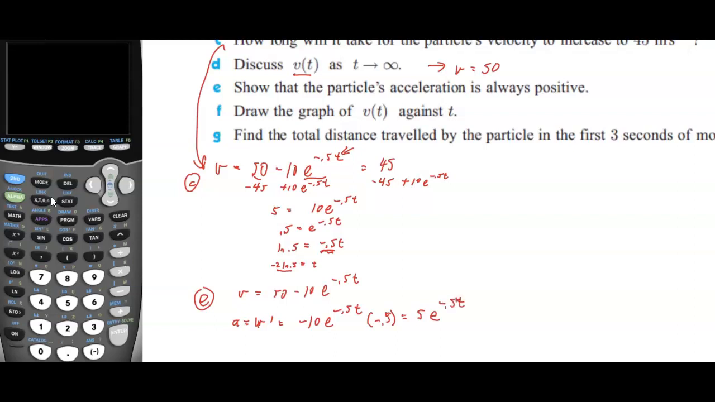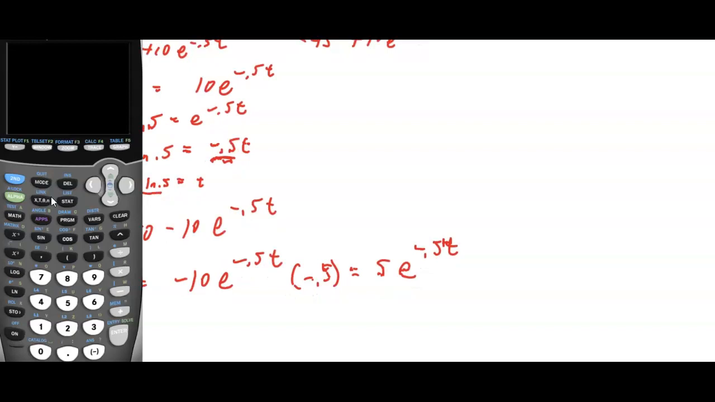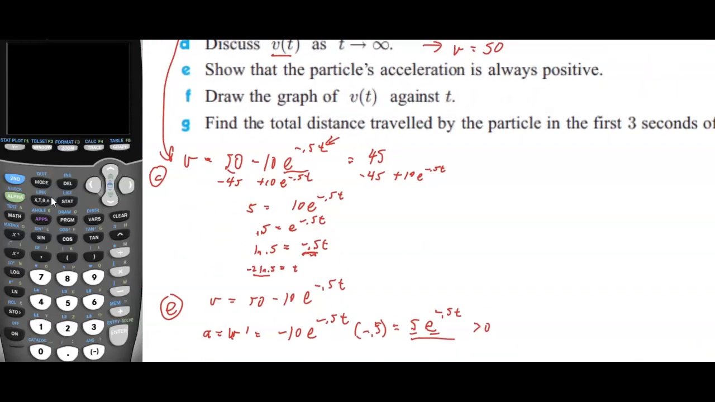So here is our acceleration expression. Now how do we know that the acceleration is always positive? Well, isn't e to the something always positive? E to the something has to look like this or like this. It's always above the x-axis. So 5 times a positive number, and 5 is also a positive number, is always positive. Both this and this are always positive, so the multiplication has to be positive too.